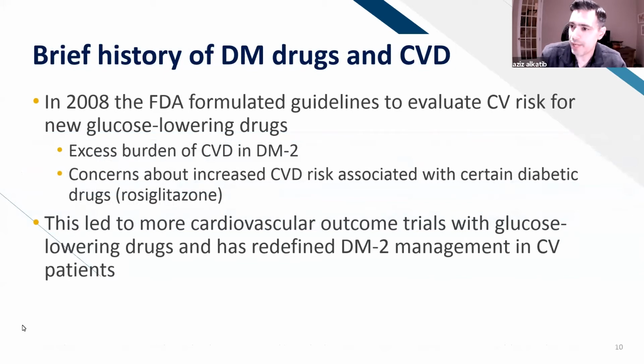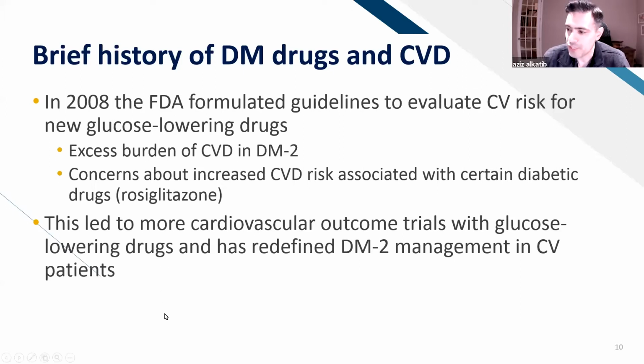There's an interesting history behind the diabetic drugs and cardiovascular disease. In 2008, the FDA mandated that all new diabetic agents be methodically examined for their CV risk in all future trials. And this stems from what we know about the excess burden of cardiovascular disease in type 2 diabetes, and more specifically, concerns raised from a meta-analysis that looked at increased risk with some of the drugs, in particular rosiglitazone. There was a signal for increased CV risk, which obviously would be detrimental. And so then the FDA put out this mandate.